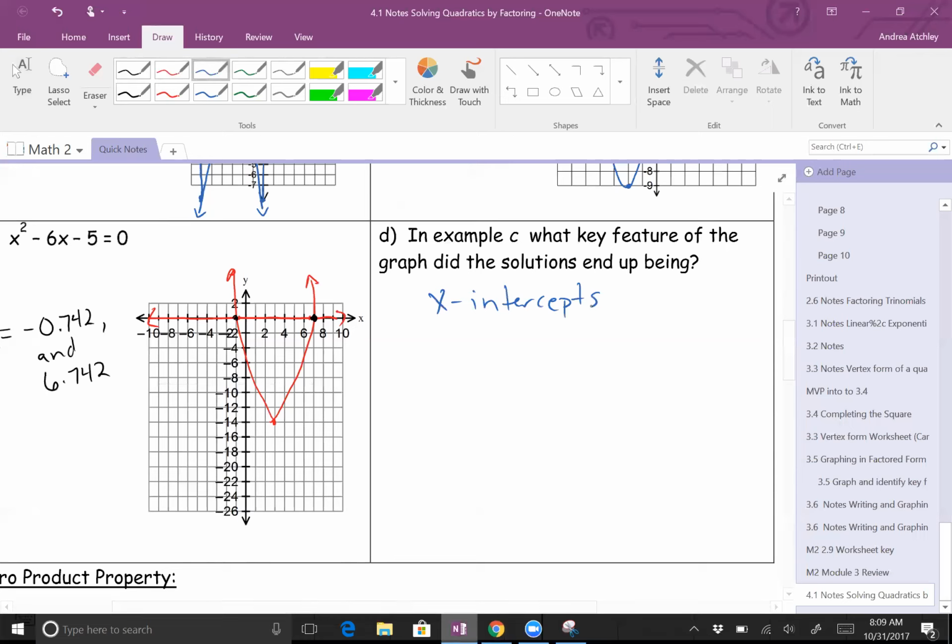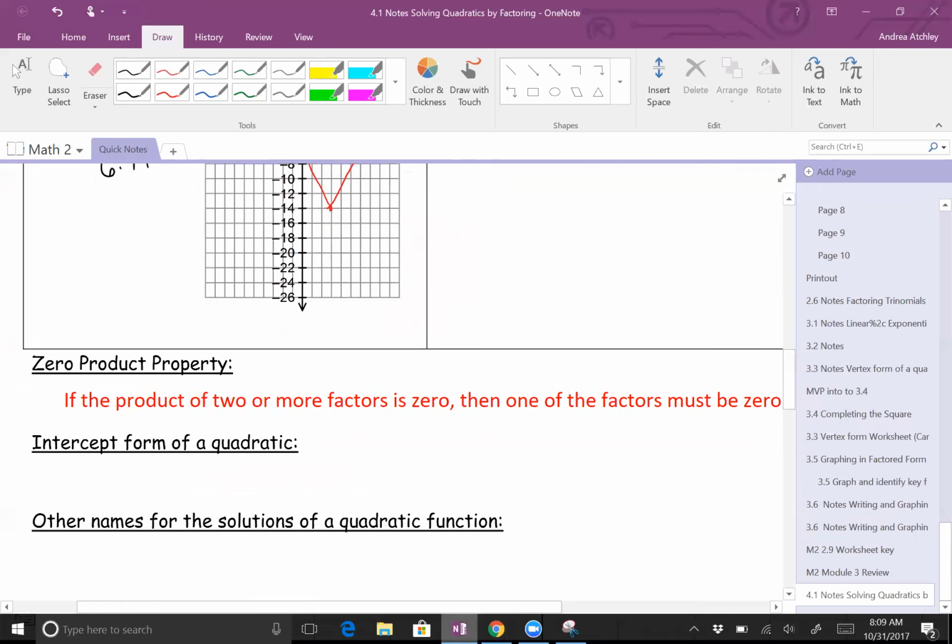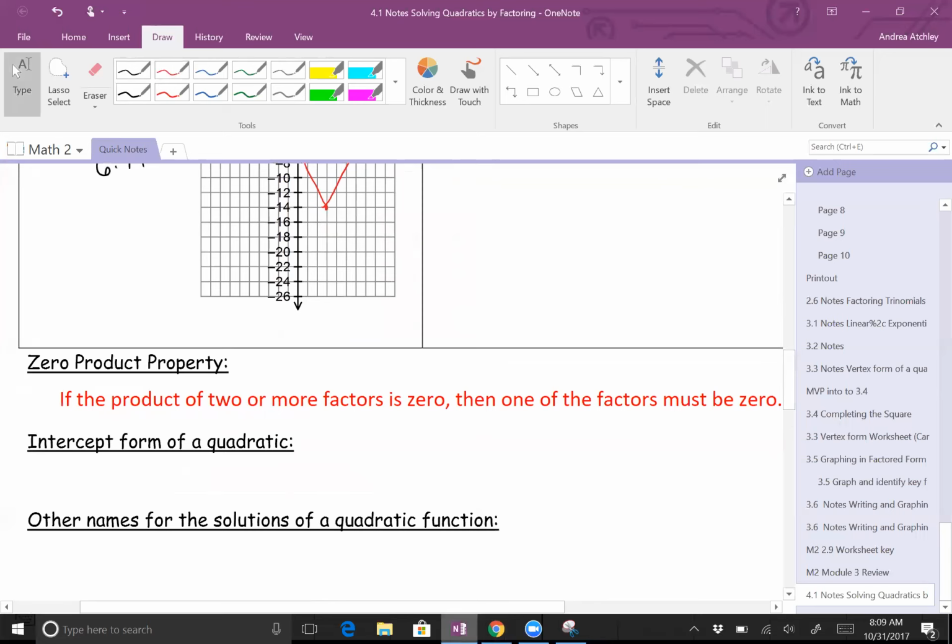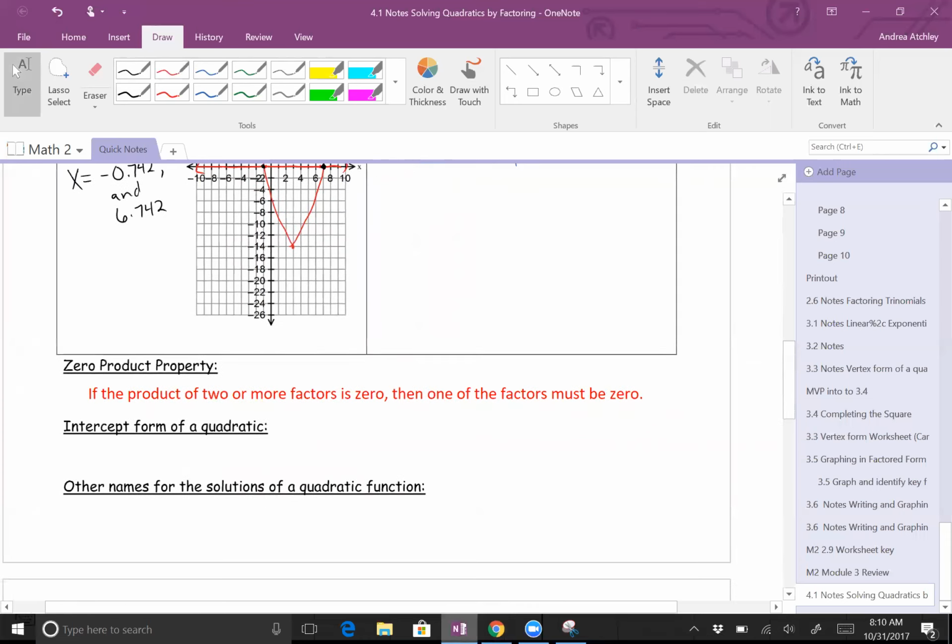And that's what our solutions are going to be from now on. So now we're going to teach you how to solve this by factoring, so we don't have to graph it and estimate about 1.56 or whatever the answer could be. So the zero product property is if the product of two or more factors is zero, then one of the factors must be zero.